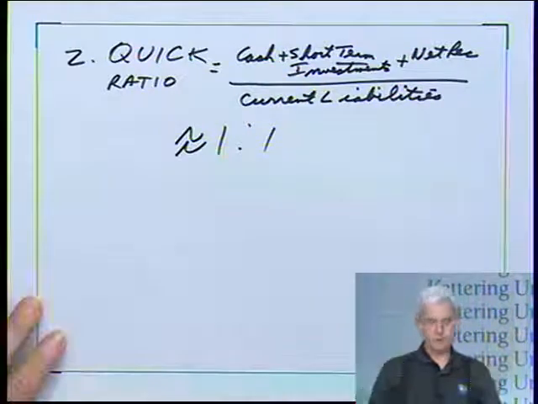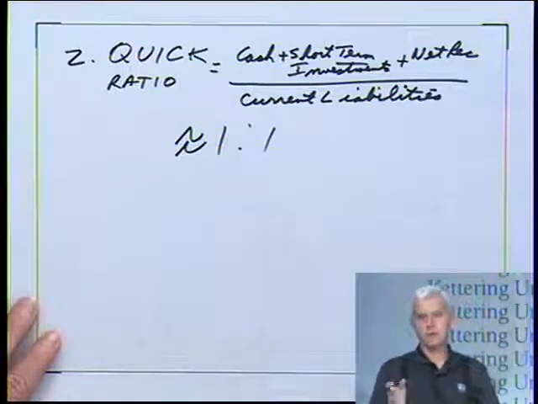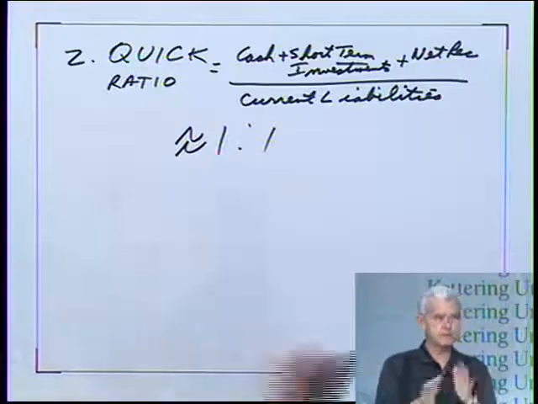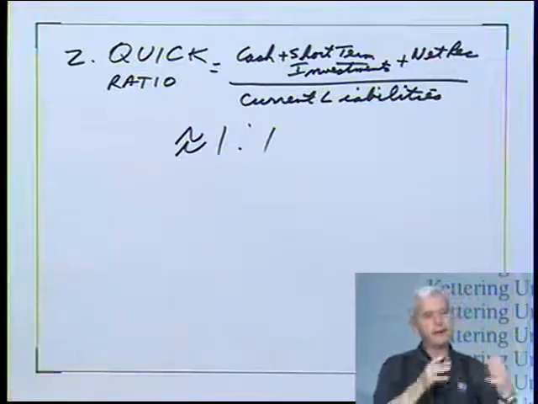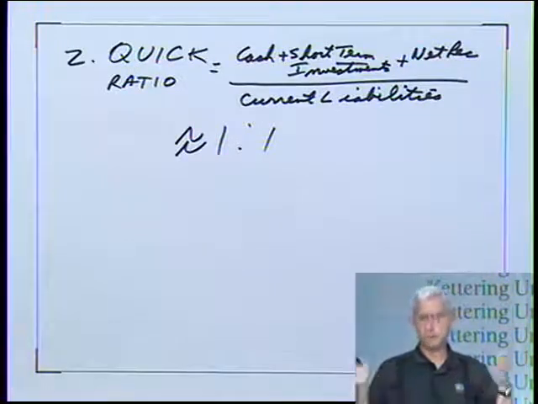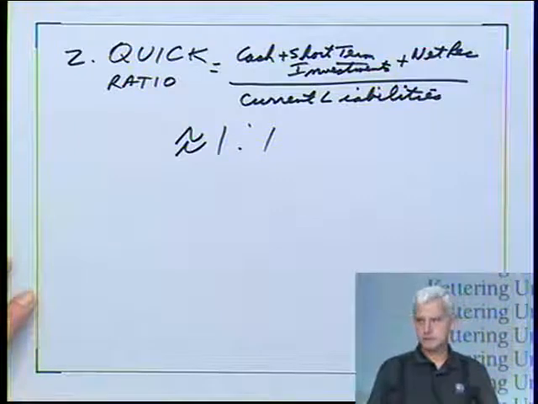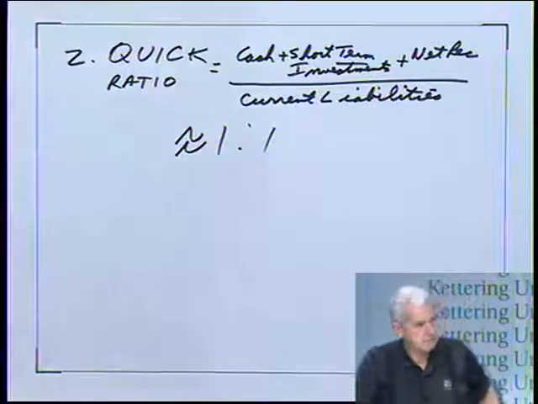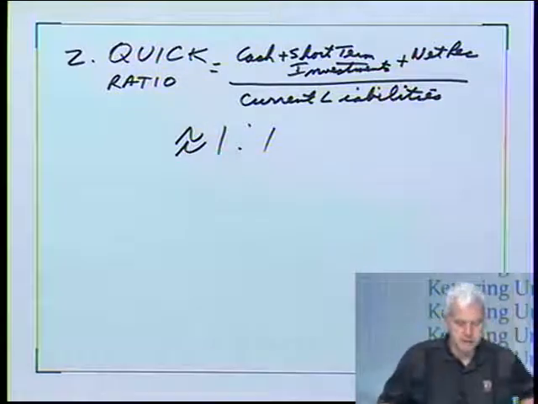Somewhere in that range. Don't want to see it 1 to 10, don't want to see it 10 to 1. It's roughly 1 to 1. If you got enough quick assets to pay your bills, you're probably in pretty good shape. So if you got enough cash and quick assets, don't worry about it. You can pay your bills.